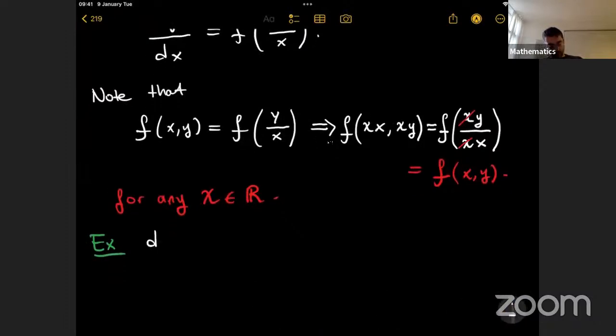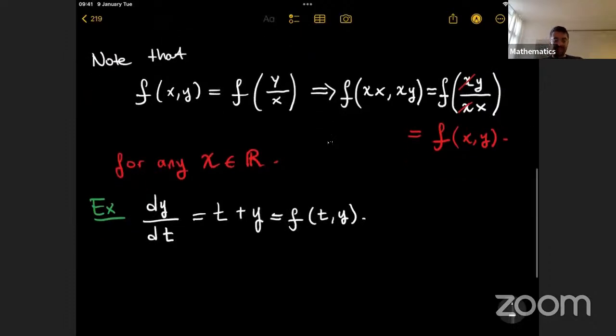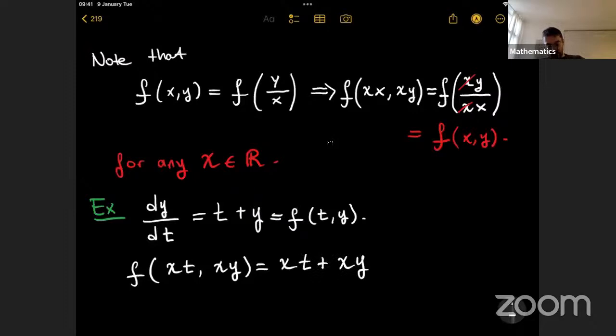Let's say we have dy dt is equal to t plus y. First of all, is this homogeneous? Well, this equation is not a homogeneous ODE. It's a first order ODE, but it's not homogeneous because the right hand side is f of t, y, okay? But you cannot write this as f of y over t, because if you multiply with lambda, f of lambda t, lambda y is equal to what? Lambda t plus lambda y, but this is not equal to f of t, y in general, right? Because f of t, y is t plus y. So you see here, this is not a homogeneous equation.